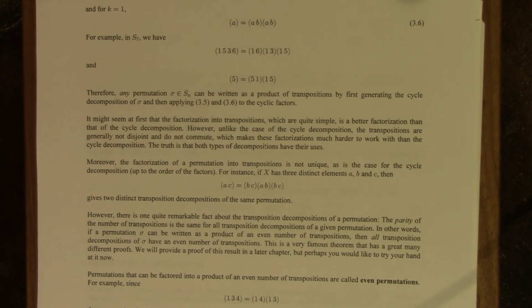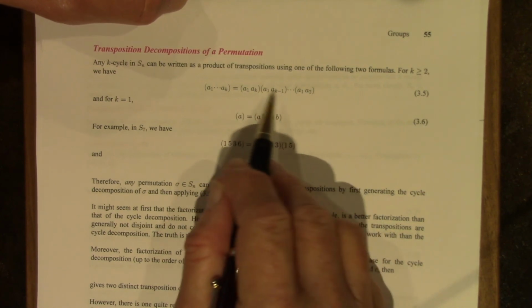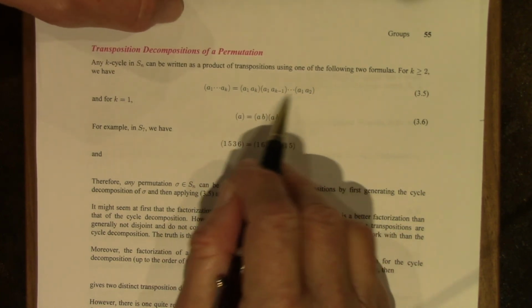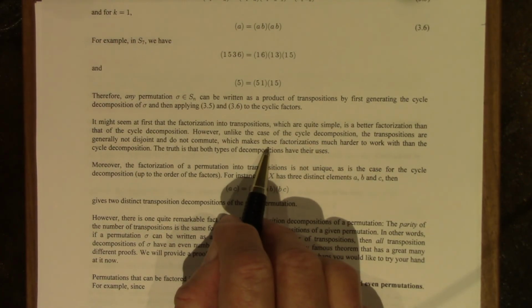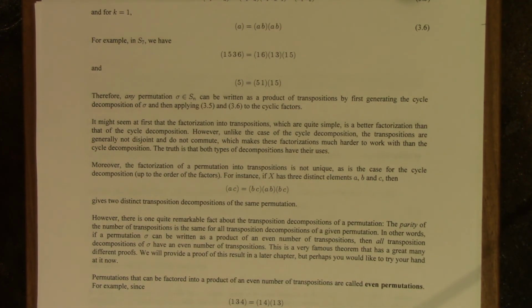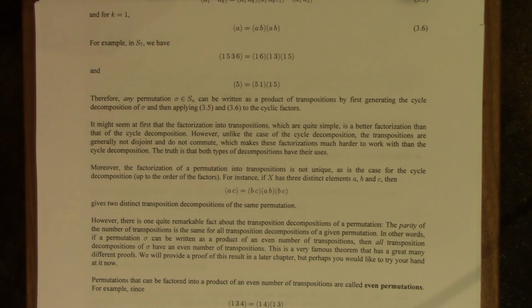But unlike the cycle decomposition, the transpositions are generally not disjoint. You can see that right here from this formula. These transpositions are not disjoint. They do not commute. So the factorization into transpositions becomes more complicated, because the factors don't commute. That makes it harder to work with in many respects. The truth really is that both decompositions have their uses. It depends on the circumstances.